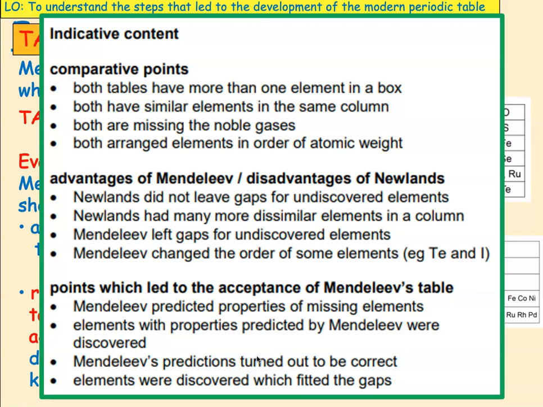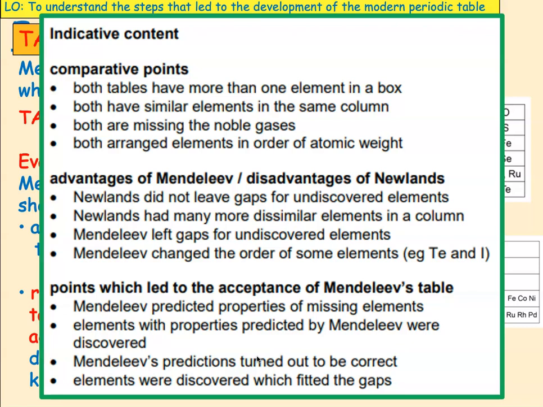So the points which led to the acceptance of Mendeleev's table, well, Mendeleev predicted properties of missing elements. The elements with the properties predicted by Mendeleev were discovered, and Mendeleev's predictions turned out to be correct, and the elements that were discovered fitted in the gaps.